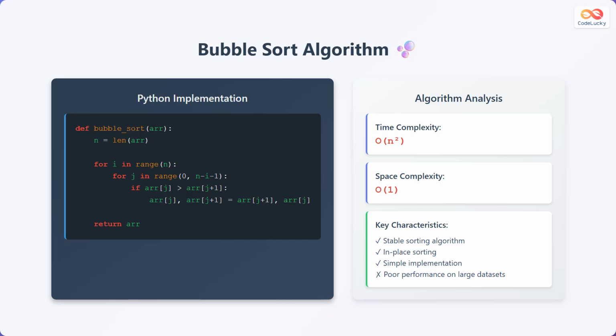The algorithm has O of n squared time complexity, making it inefficient for large datasets. However, it has O of 1 space complexity since it sorts in place. Bubble sort is stable, meaning equal elements maintain their relative order. While rarely used in practice due to poor performance, it's excellent for learning sorting fundamentals and understanding algorithm analysis.